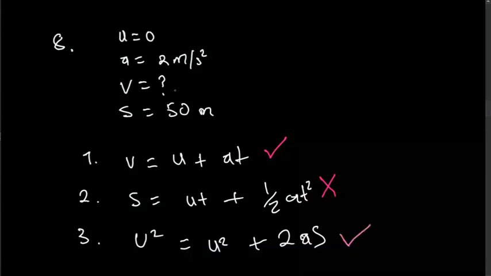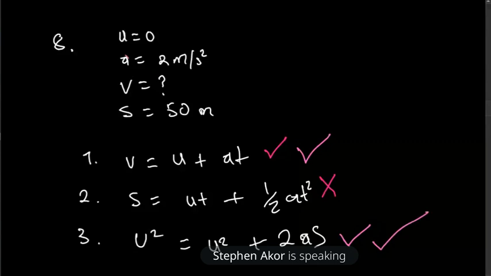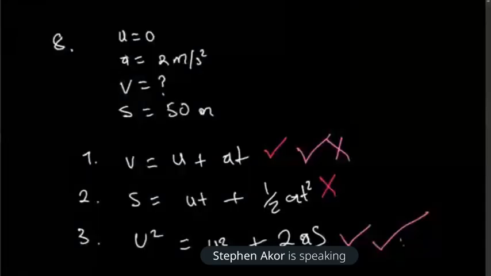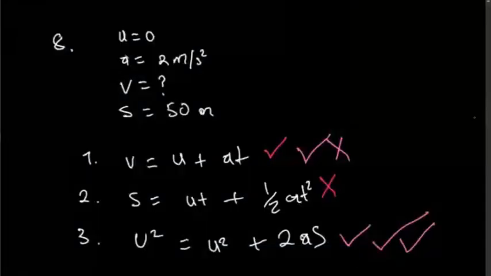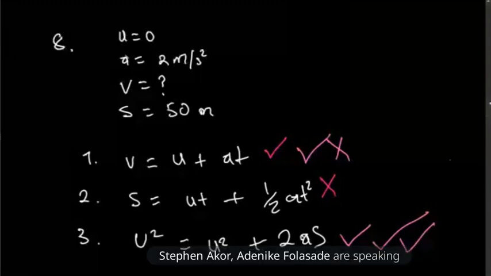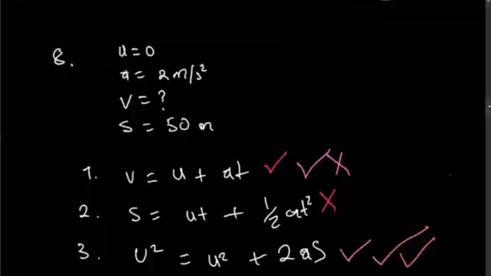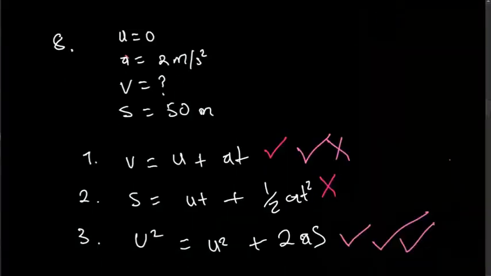Okay, what other thing can we use to differentiate? Acceleration. Equation 1 has acceleration, equation 3 has acceleration. What about distance? Does equation 1 have distance? No, sir. We cannot use equation 1. Equation 3, does it have distance? Yes. So equation 3 is the way to go. That's how we choose the formula we should use.